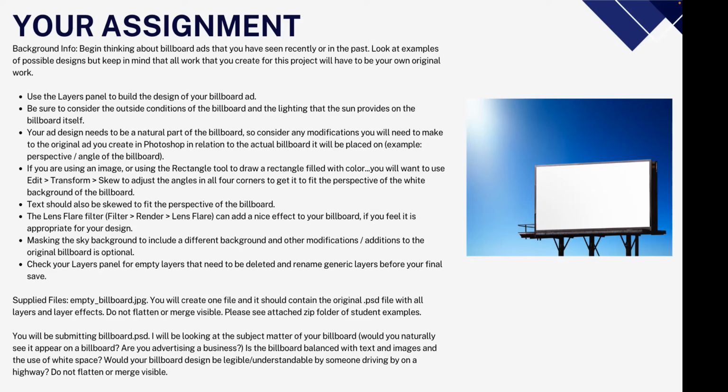If you're using an image or using the rounded rectangle tool to draw a rectangle filled with color, you'll want to use edit, transform, and then skew to adjust the angles in all 4 corners to get it to fit the perspective of the white background of the billboard. Text should also be skewed to fit the perspective of the billboard. The lens flare filter, if you go filter, render lens flare, can add a nice effect to your billboard if you feel it's appropriate for your design.